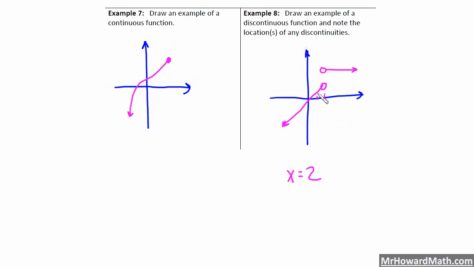So I've described it. If I wanted to make my function here defined at x equals 2, I would need to fill in one of the circles. So I'll fill that in. So this is defined at x equals 2, but it is discontinuous at x equals 2 because I have to pick up my pencil.